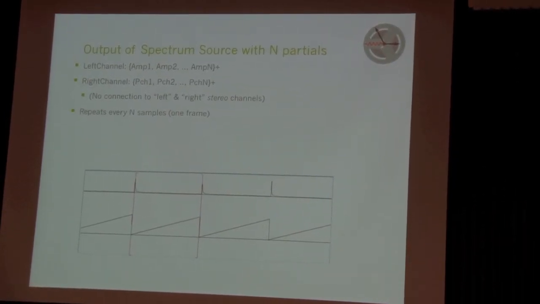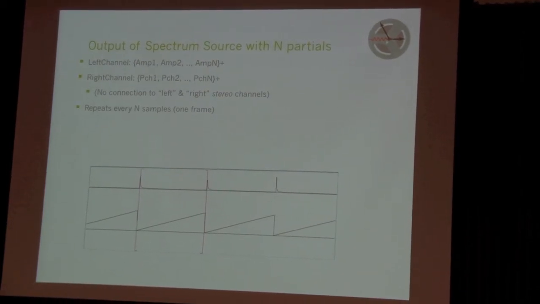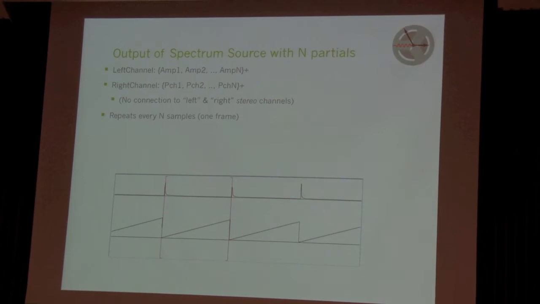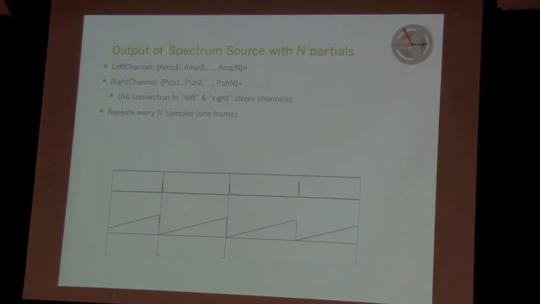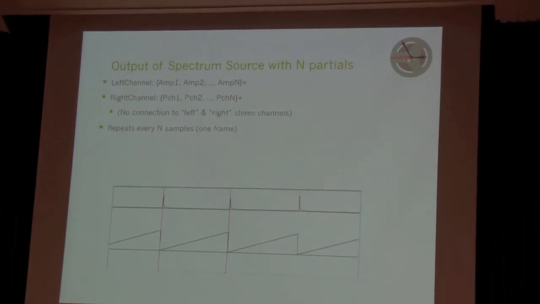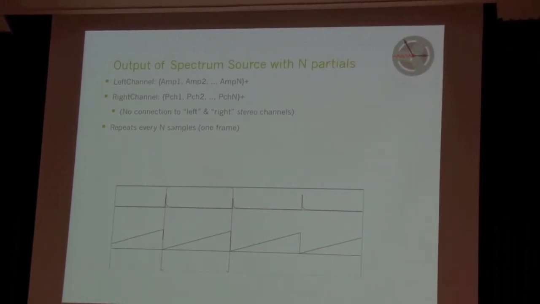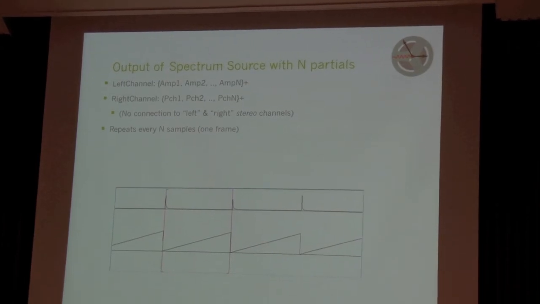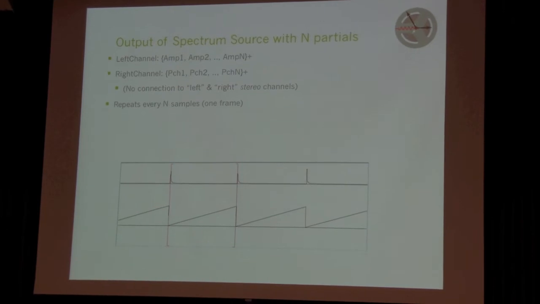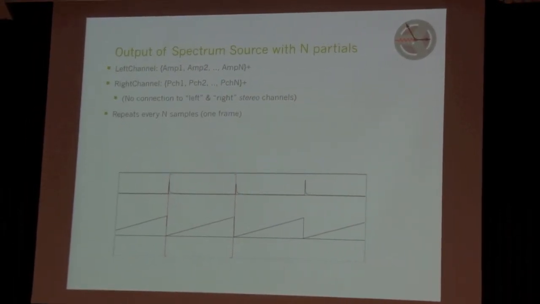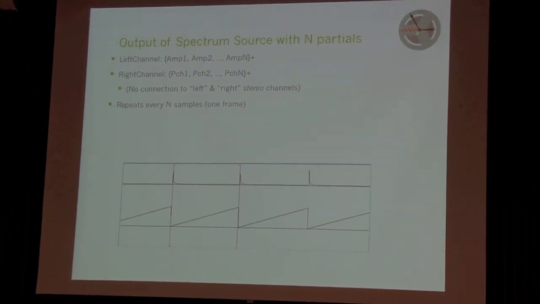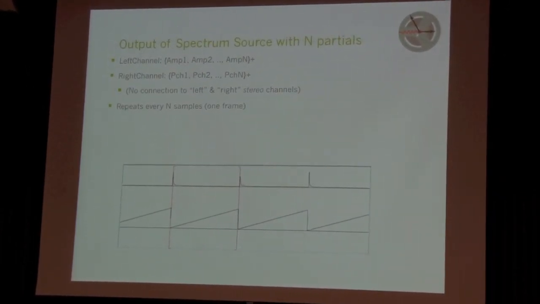And this format is, for a simple example, say that you have 8 partials. That would be a frame length of 8 samples. On the first sample, on the left channel, you would get the first partial's amplitude. On the right channel, you would get the first partial's frequency. Second sample, you would get the second partial's amplitude, the second partial's frequency, and so on, until you got to the 8th one, and then it would repeat, where you start a new frame.